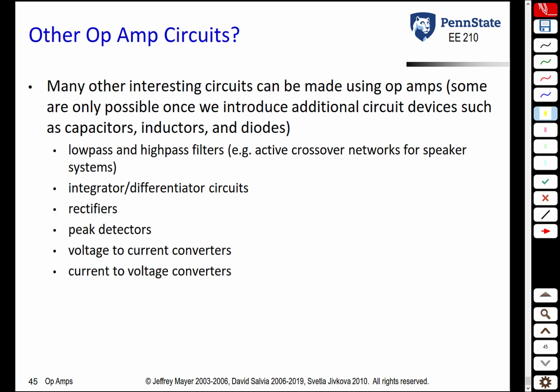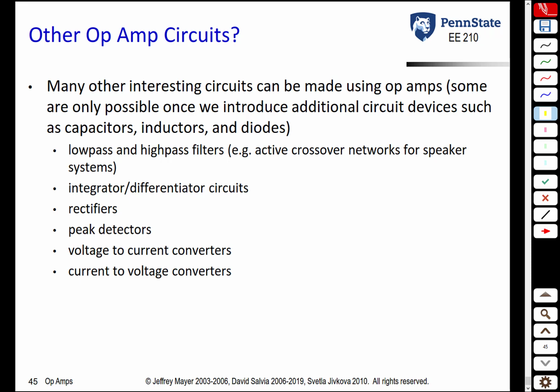For example, low-pass and high-pass filters. A filter basically blocks certain frequencies from going through the circuit. So a low-pass filter allows low frequencies to pass. A high-pass filter allows high-frequency signals to pass. We will look at these later on in this class. Integrator and differentiator circuits we're going to look at later in this class. They basically use op-amps in conjunction with capacitors and inductors to take an input signal and either integrate it or differentiate it using an op-amp.